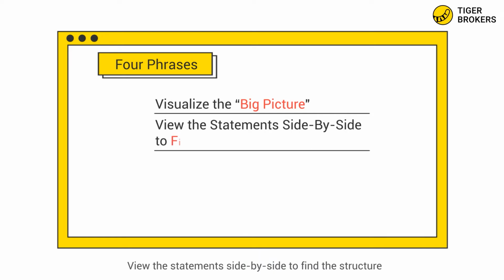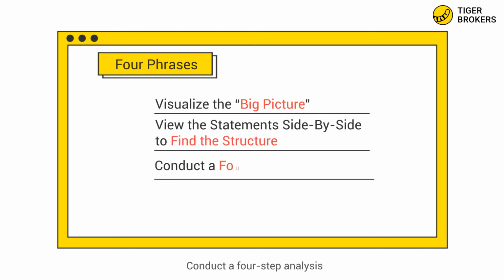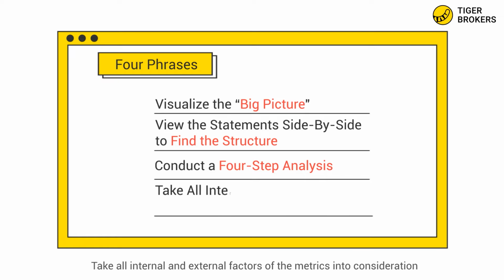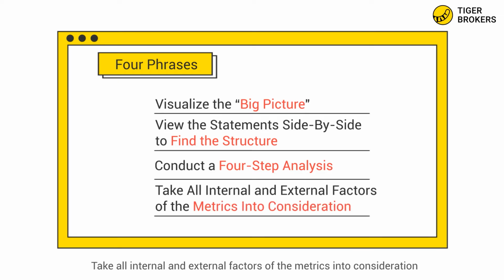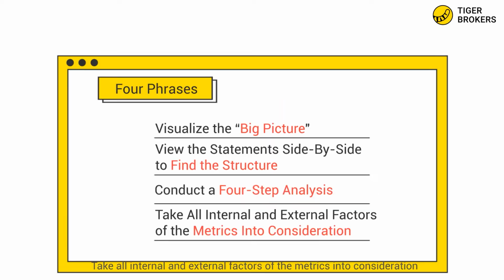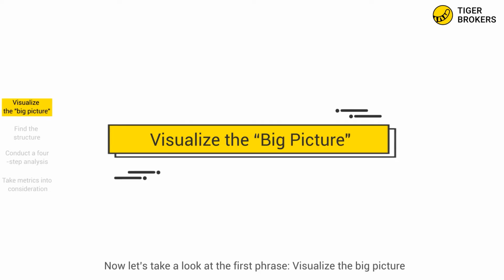View the statements side by side to find the structure. Conduct a 4-step analysis. Take all internal and external factors of the metrics into consideration. Now, let's take a look at the first phrase.